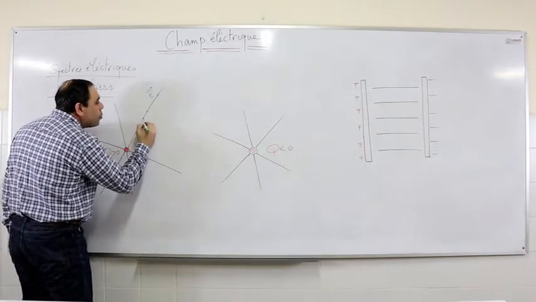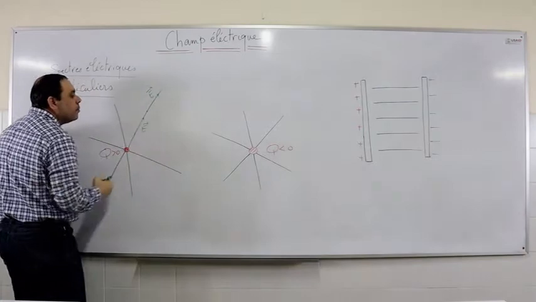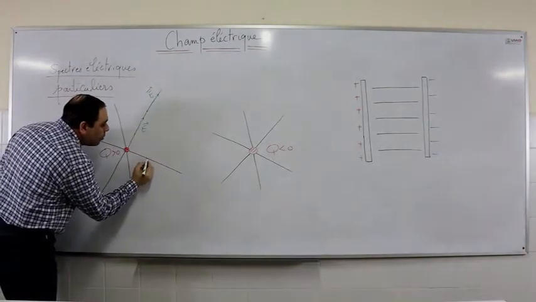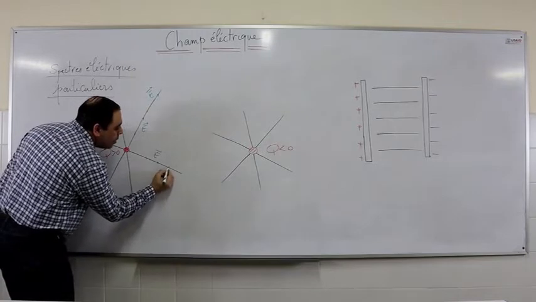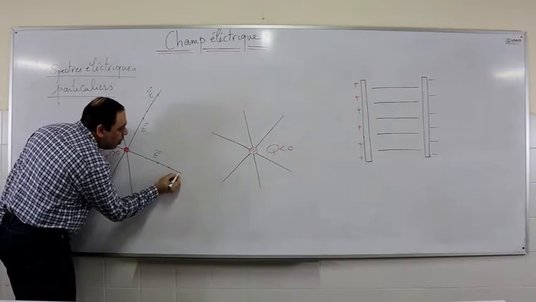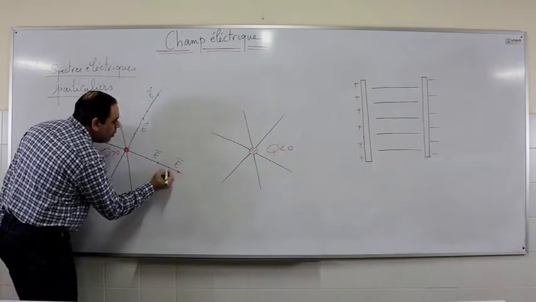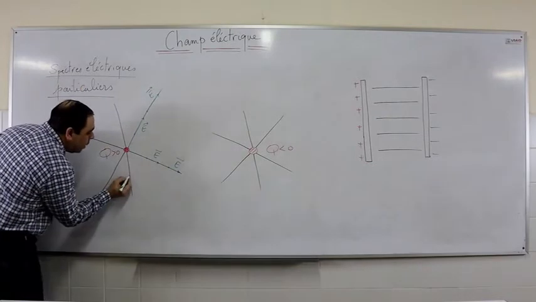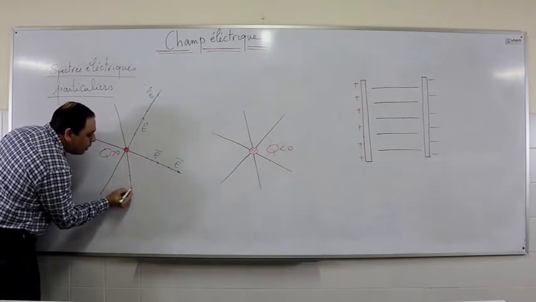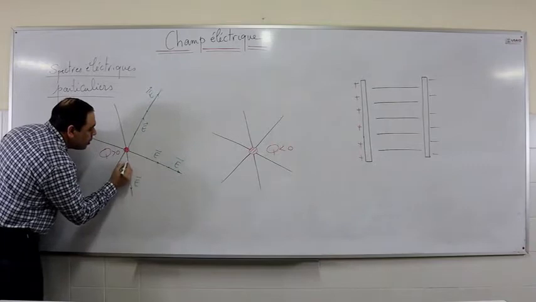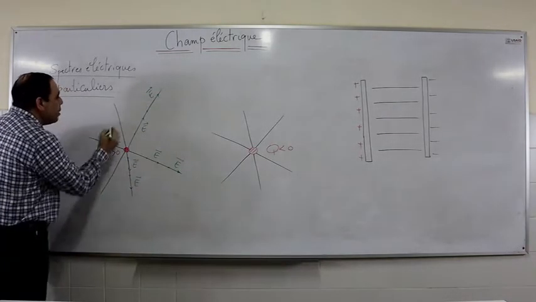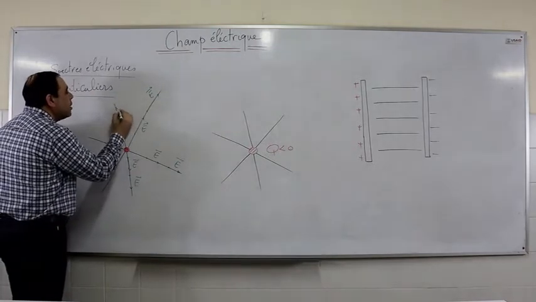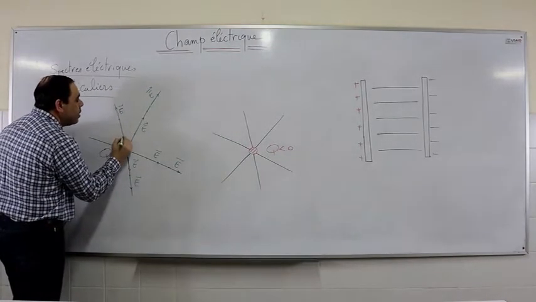Similarly, at this point, this is the electric field. At this point as well, this is the electric field vector. Here as well, this is the electric field vector. Also at this point. Again at this point.